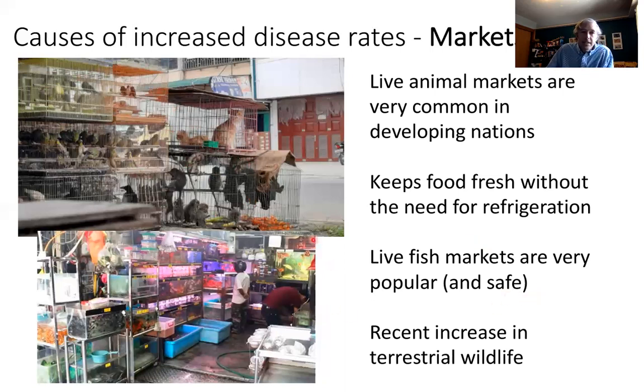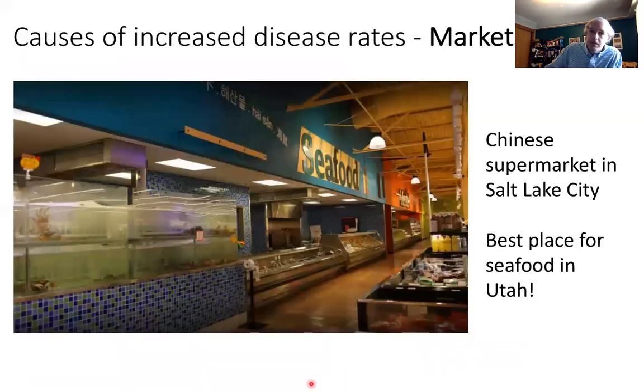As I said, though, you've probably encountered these sort of live fish markets. Yeah, Red Lobster, that's the best way to keep lobster, crab, shellfish. Best way to keep it fresh is to have the live animal in the tank until somebody orders it. There is also a great live animal market in Salt Lake City, the Chinese supermarket in Salt Lake City. This is by far the best place for seafood in Utah. Me and my wife go there probably at least once every couple of months.